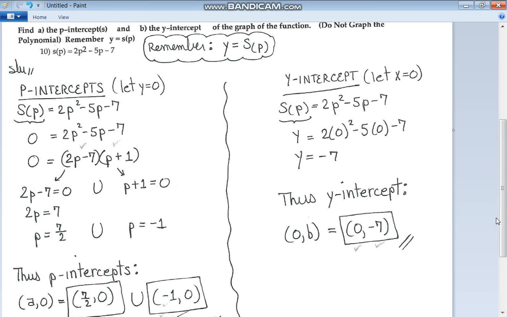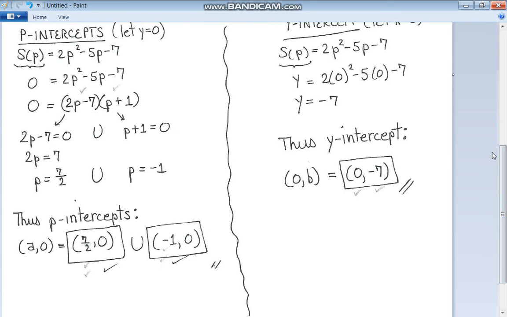And for number 10, find A, the p-intercepts. P is sort of playing the part of x. And part B, the y-intercept of the graph of the function. Do not graph the polynomial. Remember, it's y equals s of p instead of y equals f of x. Okay, so it's s of p equals 2p squared minus 5p minus 7.